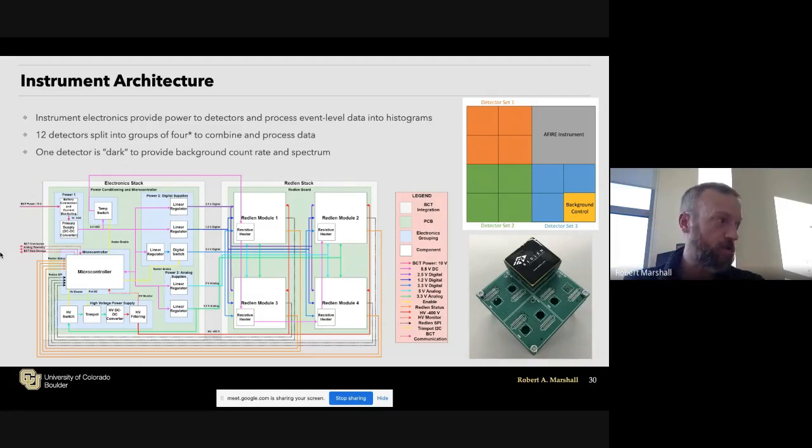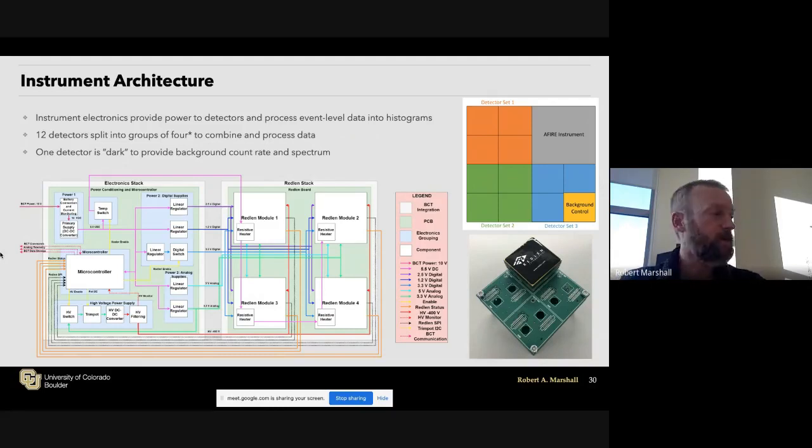The exception is in the bottom corner. There's the yellow block called the background control. We use one of the detectors without a coded aperture mask, with an opaque sheet of tungsten instead of a coded aperture. And the idea is that anything we measure in that detector, both the image as well as the spectrum of photons, is due to particles that made it through the shielding.